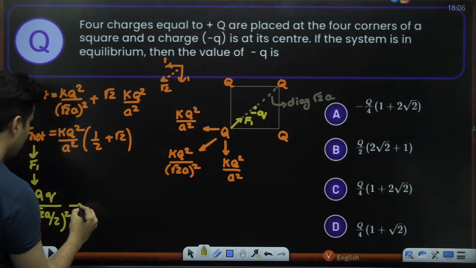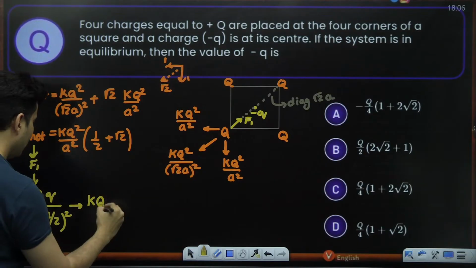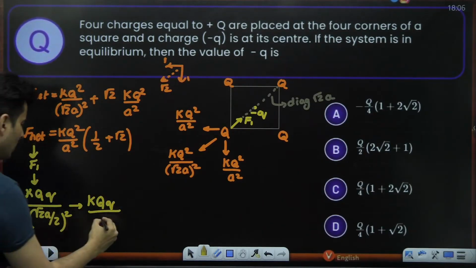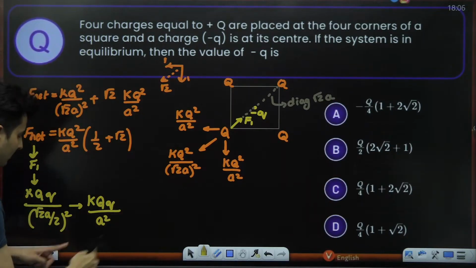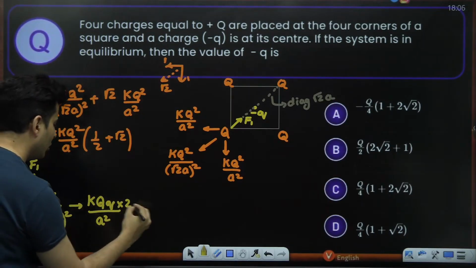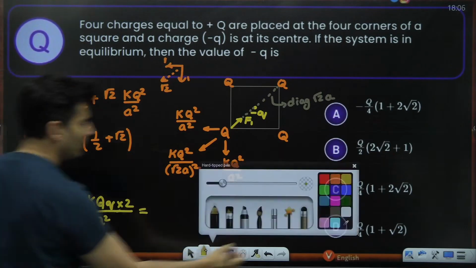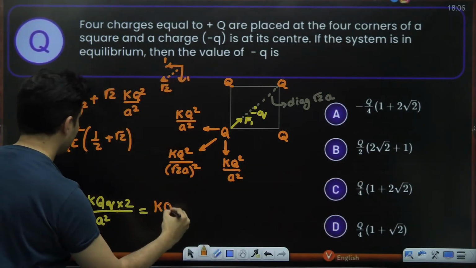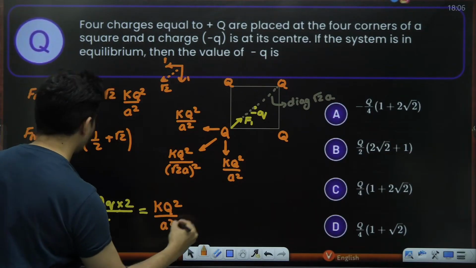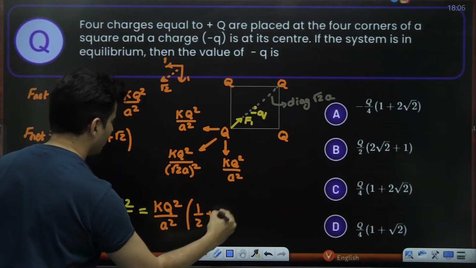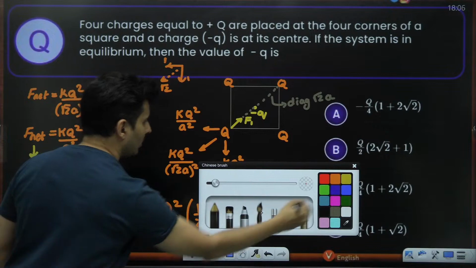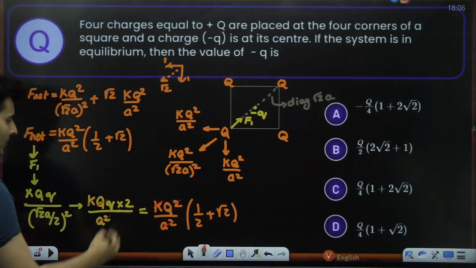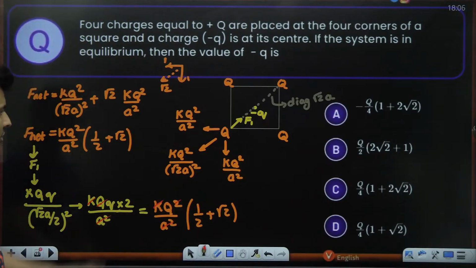Okay, so this is just equal to K capital Q small q. Root 2 by 2 is 1 by root 2, so A square, and 1 by root 2 square will make it 2 over here. So this should be equal to this whole thing, which is KQ square by A square times 1 by 2 plus root 2. A lot of things will get cancelled, like K and K, Q and Q, A square and A square, and that's it. So you will get this.